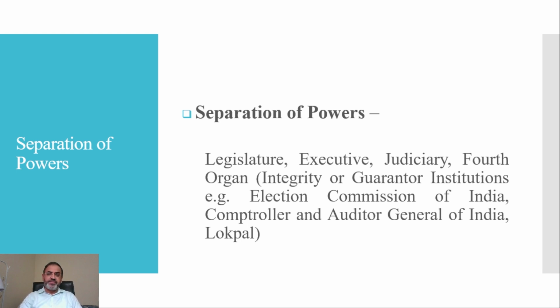Apart from these three primary organs of the state, these days, as I said, there has been increasing discussion about the fourth organ of the state, also referred to as integrity or the guarantor institutions. Now, Election Commission of India, for example, consists of bureaucrats who are actually drawn from civil service. So technically, they are also part of the executive, in the sense that they are also part of the same bureaucracy. However, they don't act under the command of the executive. So that makes them independent.